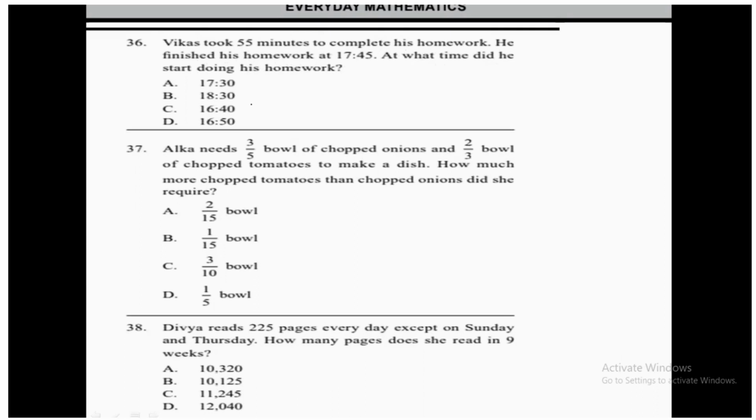The question is asking about the initial starting time only. So the finished time is given in the question. The finished time is 17:45, and Vikas took 55 minutes to complete. So the time duration given in the question is 55 minutes. So we need to find the starting time. So how are we going to find the starting time?